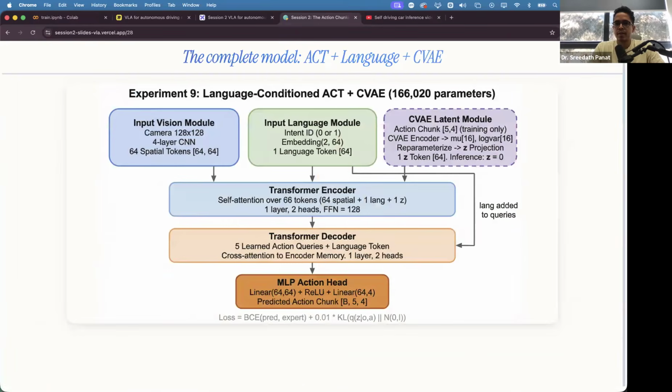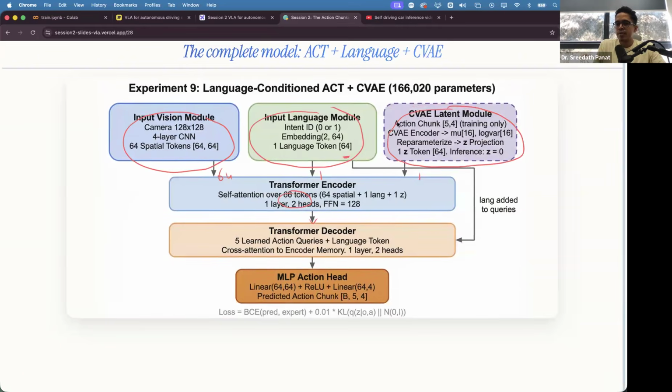So this is now the architecture. This is the final proper architecture which worked for me. I'm sure this can be done in many other ways also, but after a lot of experiments, I figured out this works really, really well. So the input module's result is 64 tokens. The language module's result is 1 token of dimensionality 64. The conditional variational autoencoder again results in 1 token, which is Z of dimension 64. So you have 64 tokens plus 1 token plus 1 token, total 66 tokens. And though they are going into the transformer decoder, the transformer decoder also gets one other input.